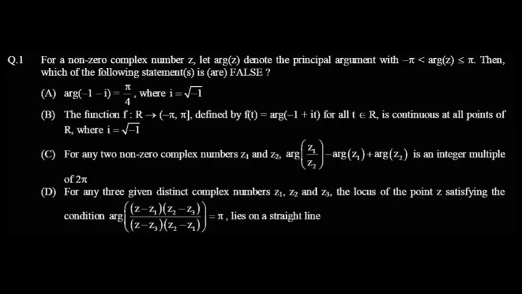Let's see question number 1, which is from the house of complex numbers. As it is given, for a non-zero complex number z, let arg z denote the principal argument, with the argument of z lying between -pi and +pi. Then, which of the following statements is false?